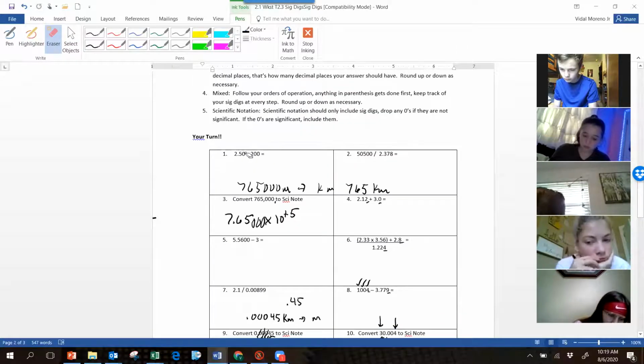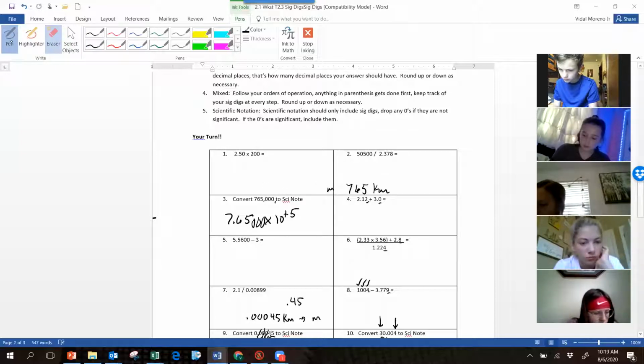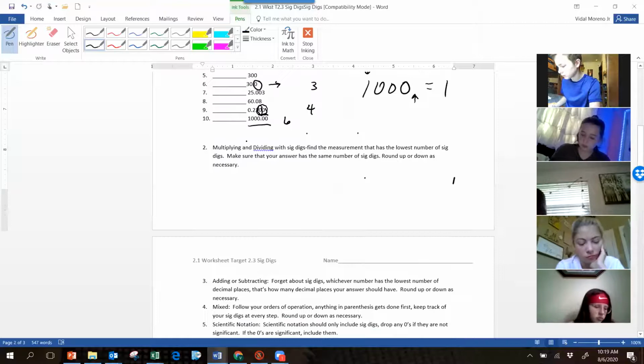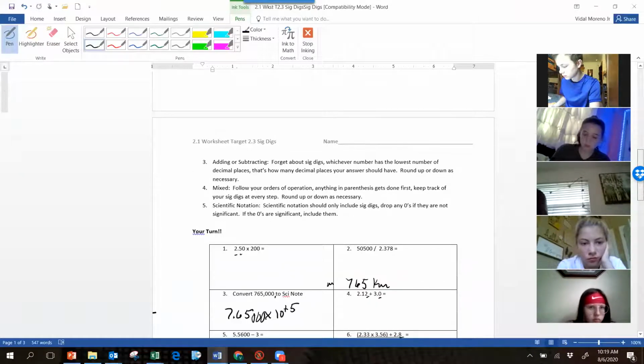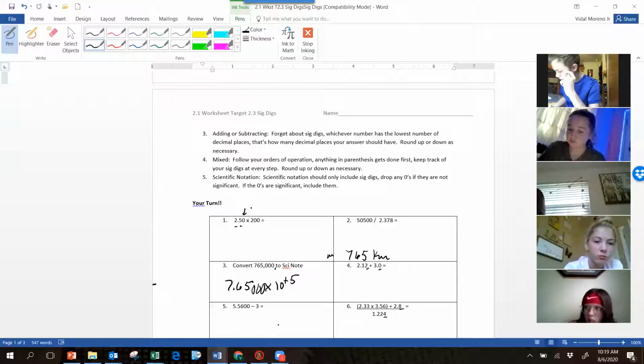Okay, so you are multiplying. When you multiply with sig digs, your answer should have the same number of sig digs as your smallest measurement. So before you put it in the calculator, let's figure it out. 2.50. Is that 0 significant? The answer is yes. It has no purpose mathematically, so there must be a scientific reason. So this is 3 sig digs.